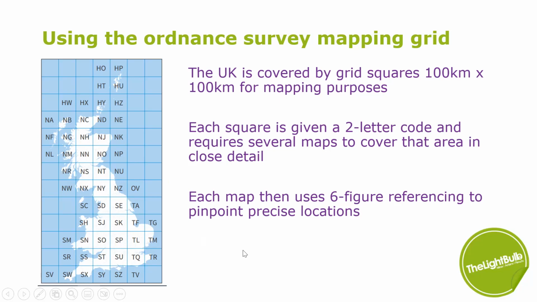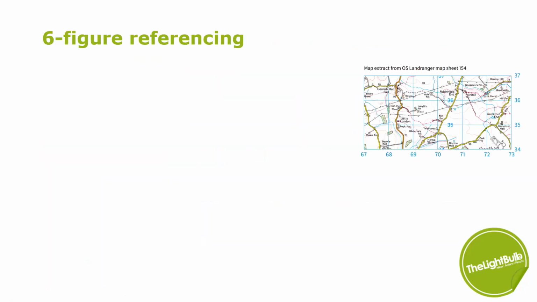Each one of those maps will then use a 6-figure reference to pinpoint a precise location. So this one here is taken from the TL area. So it's one of the several maps that make up that larger square. And the exact map here is map sheet 154 from the Landranger series. And this is a segment of it. This is not the whole map. This is just a segment of it. So you see covering squares 67 to 73 and 34 to 37. So just a small snippet.